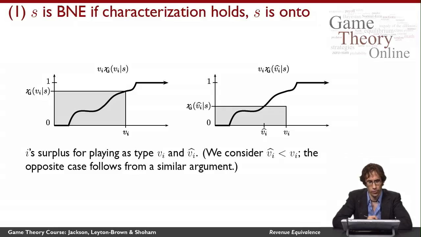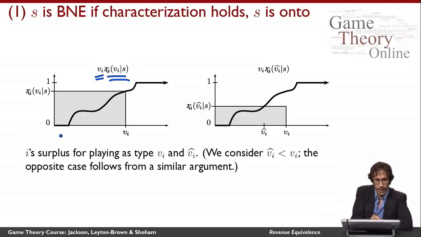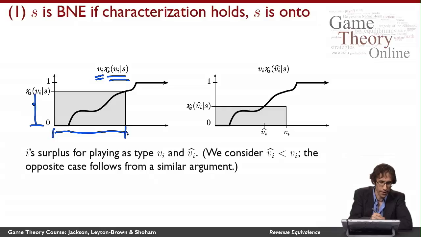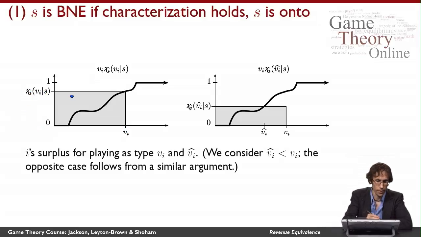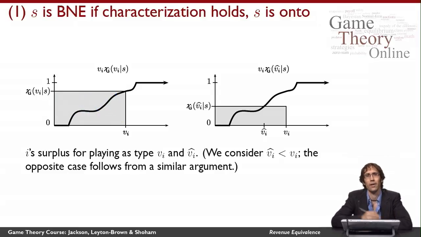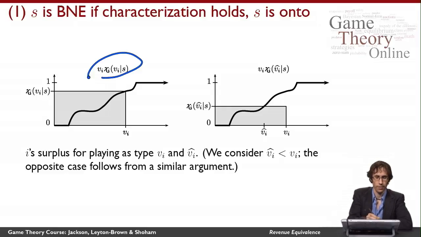Well, notice that these expressions are products. It's a value multiplied by an allocation probability. So we can see that kind of in the picture as a rectangle, where it's the area of this shape. Here's the valuation, right? This distance here is the valuation. It goes from 0 to vi. And this distance here is the allocation probability. It goes from 0 to xi of vi given s. And so this whole shaded region here is that product. So the area of that region is the product vi times xi of vi given s.